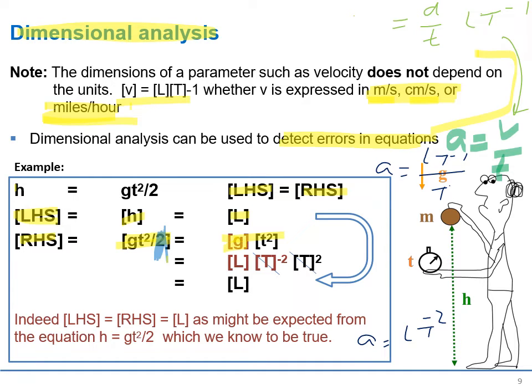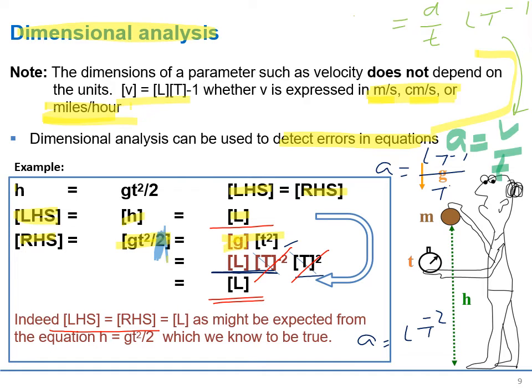So your acceleration, this gravity, is L T to the minus 2, and here you have T squared, that is T raised to the power 2. So you cancel T to the power minus 2 with this T squared, and you are just left with L on the right hand side. On the left hand side you have L, on the right hand side you have L. That means your equation is true for this equation.